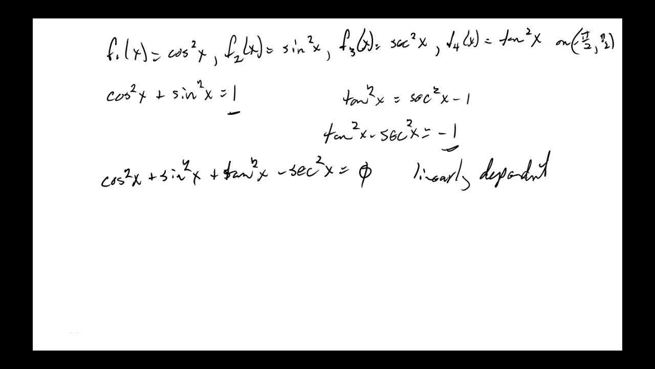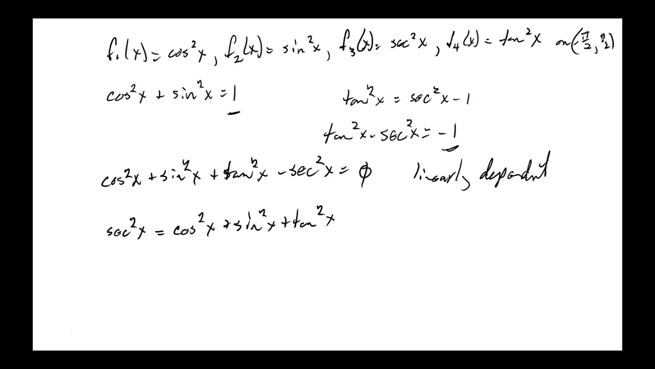Now, a set of n functions, f sub 1 of x, f sub 2 of x, all the way up to f sub n of x, is linearly dependent on an interval I if at least one of the functions can be expressed as a linear combination of the remaining functions. Because if all those are equal to 0, like this one, you could say that secant squared x is equal to cosine squared x plus sine squared x plus tangent squared x, right? Because just move it to the other side. So you see, this one depends on the others. They're linearly dependent on each other.